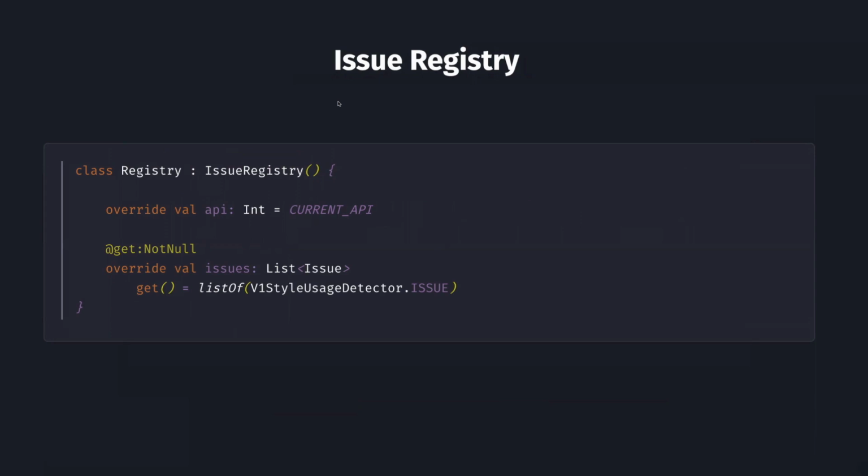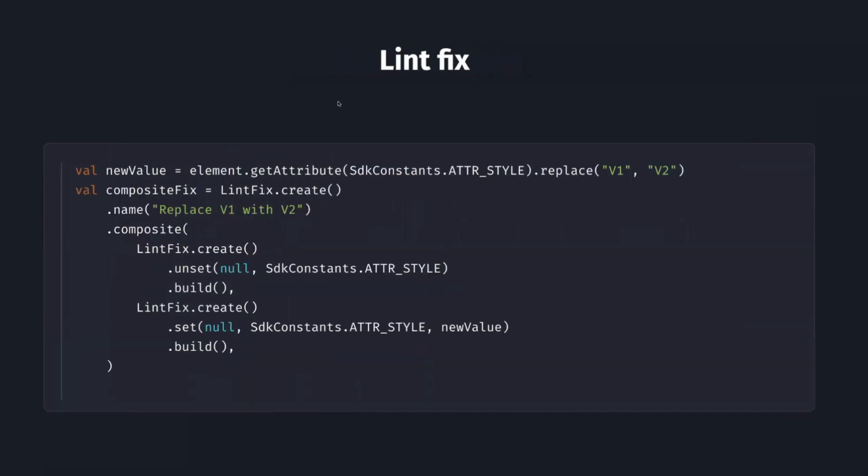Now, we are telling the developer what's wrong. Wouldn't it be better if you could give them a fix as well, that with one click, they're able to resolve it? This is where the lint fix API comes in.